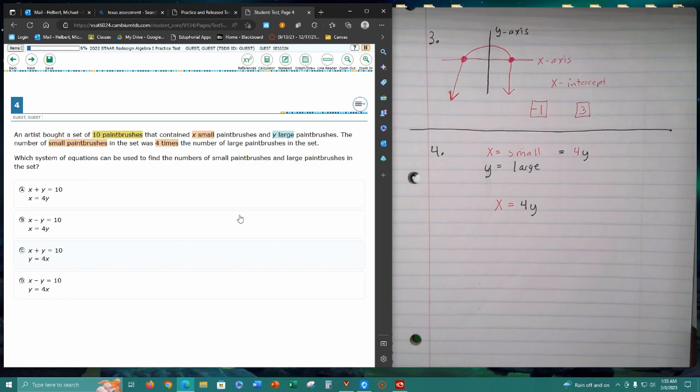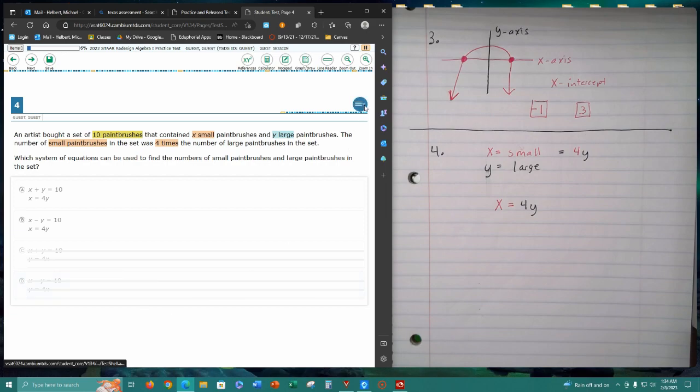That's not true. So I'm going to go ahead and strike through that one. Notice that D says Y is equal to 4X. That one's wrong as well. So now it's either going to be A or it's going to be B. So let's look at the next thing that we know.